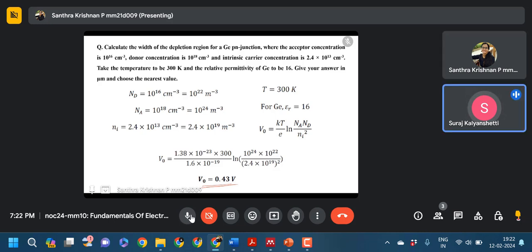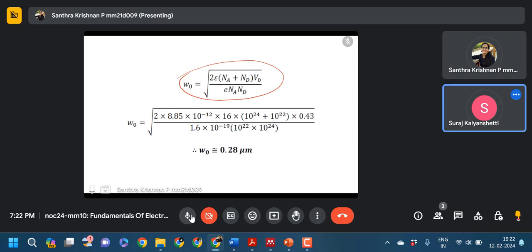What is the value of epsilon? Epsilon is given as 16. If you can just direct me on the numbers, I'll type them in so that it'll save time. What is V naught, the number? 0.43. 0.43 divided by e, right? 1.6 into 10 to the power minus 19. Yeah, 1 second.